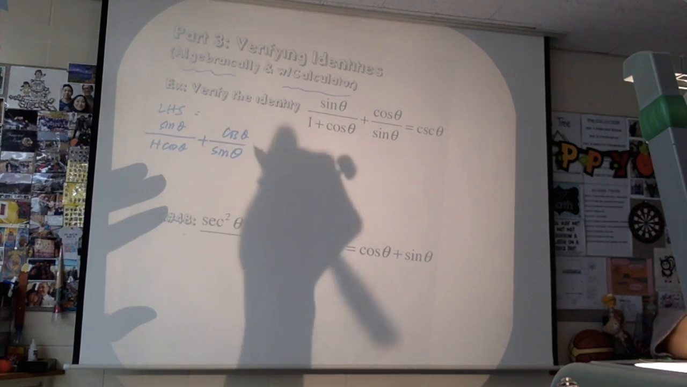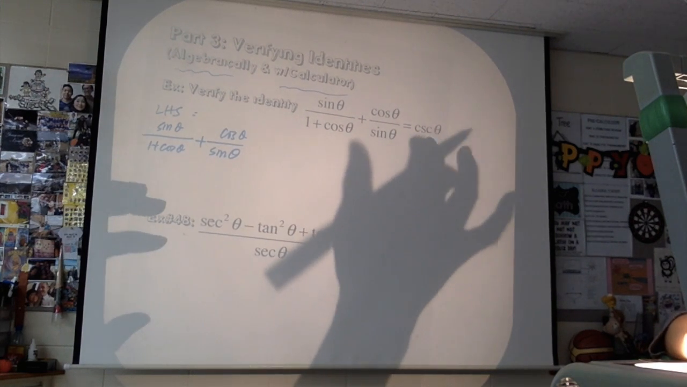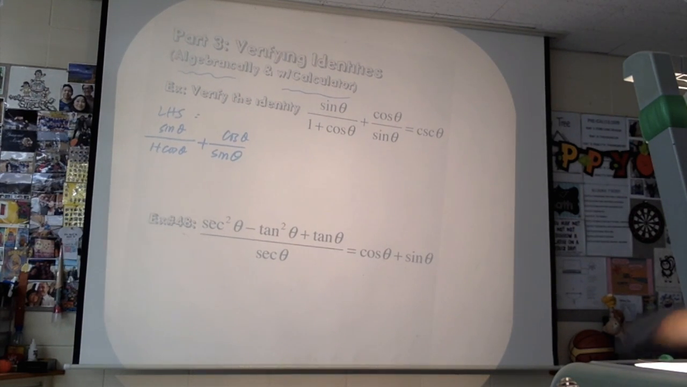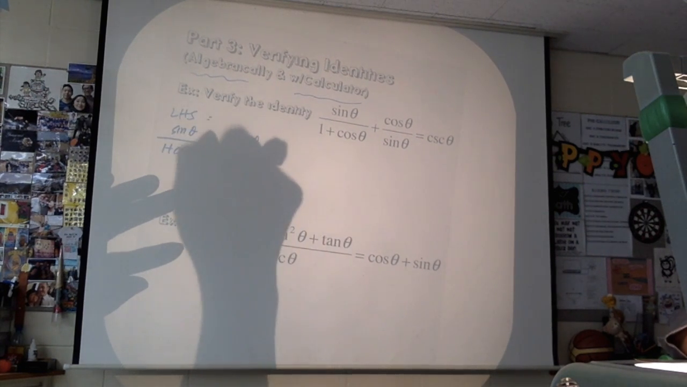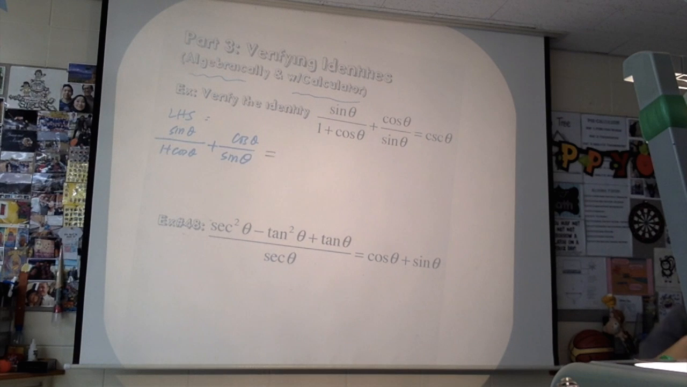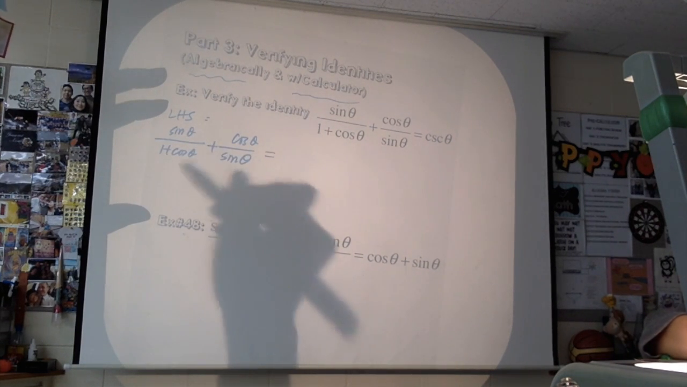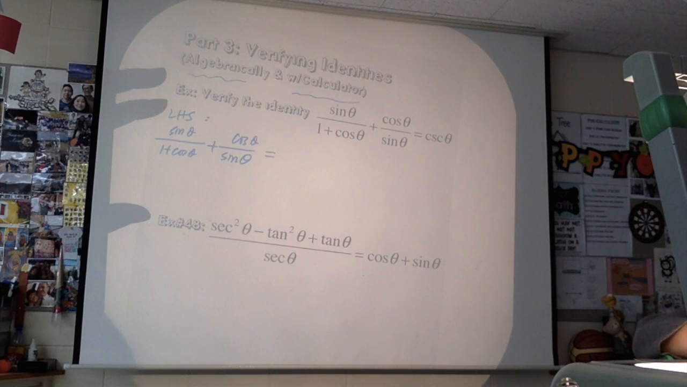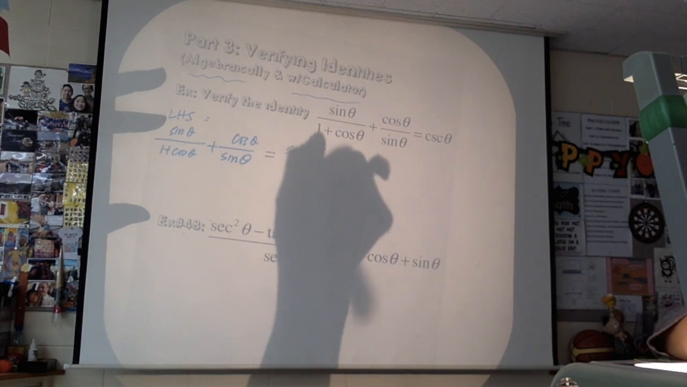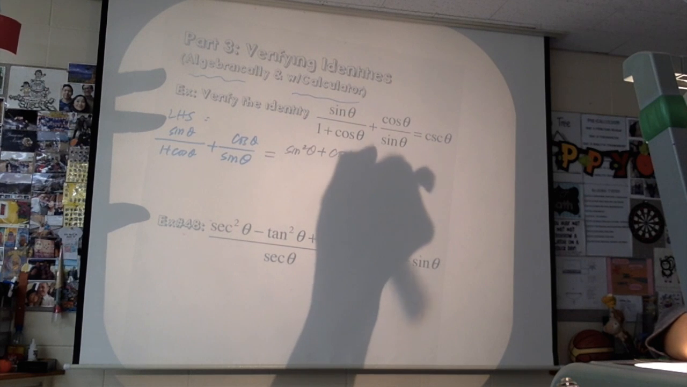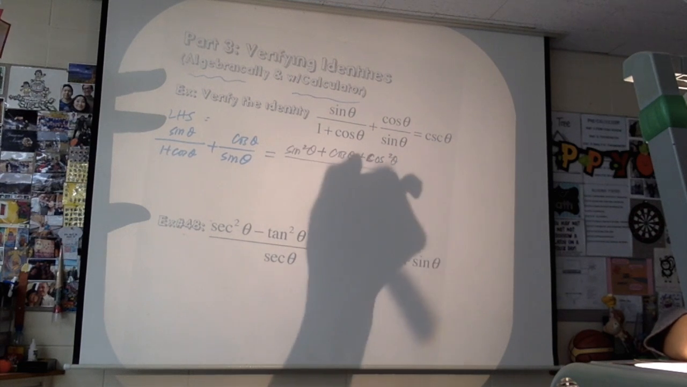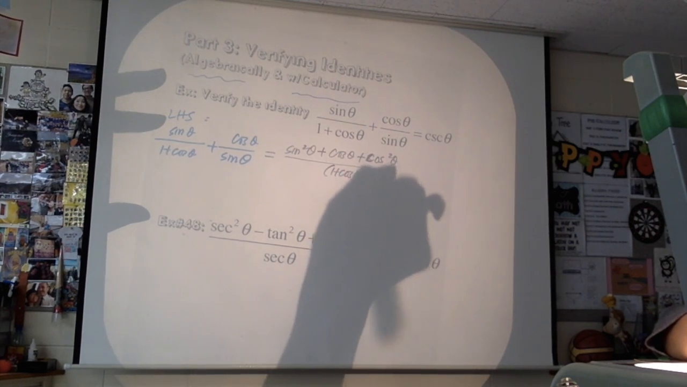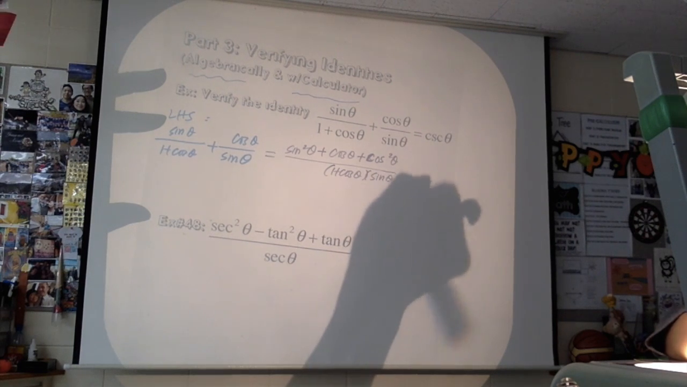All right. But now, how can I get this? My goal is cosecant theta. So let's try to combine it. I don't know if this is going to help, but I'm going to just try it, okay? So I'm going to multiply this guy by sine theta over sine theta, and this guy by 1 plus cosine theta over 1 plus cosine theta. And here's what I come up with. I get sine squared theta plus cosine theta plus cosine squared theta all over 1 plus cos theta times sine theta. All right? That's that.